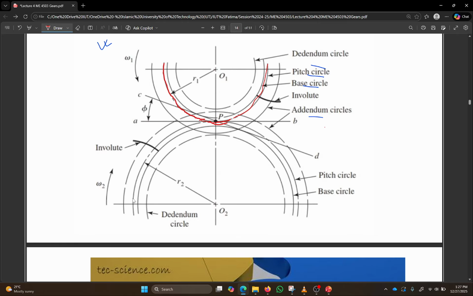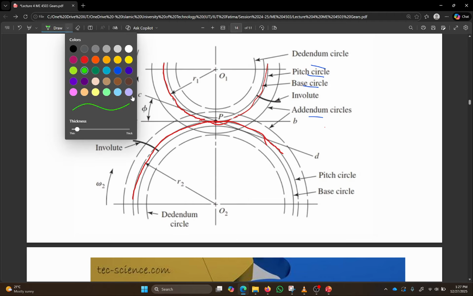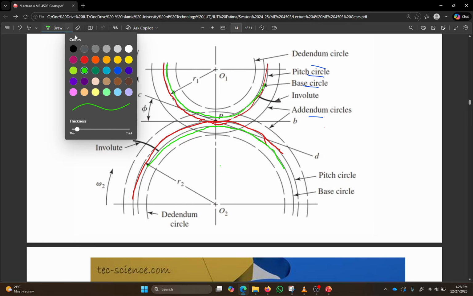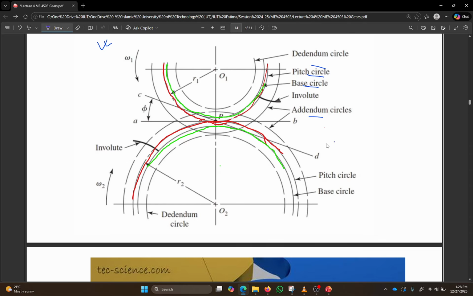And similarly over here, this is the pitch circle, okay? And you can see how the pitch circles are remaining in contact. And let's draw the base circle. So over here, this is the base circle. Over here, this green one is the base circle. And this one is the base circle, okay? I'm not tracing the whole thing, just the ones that are important to you.